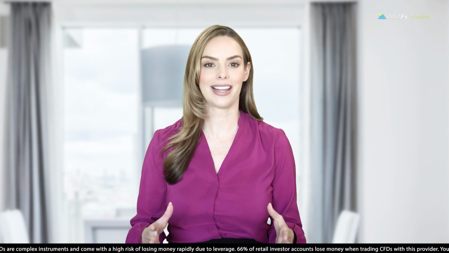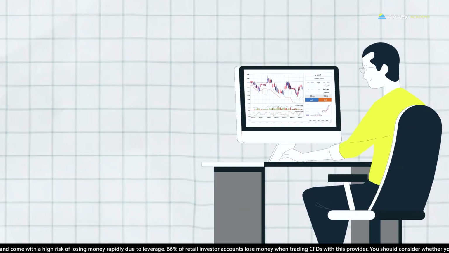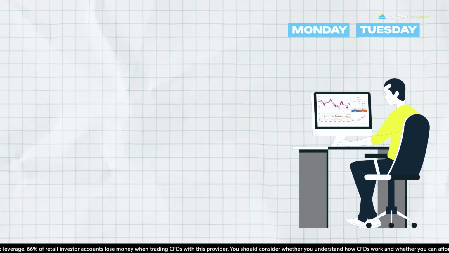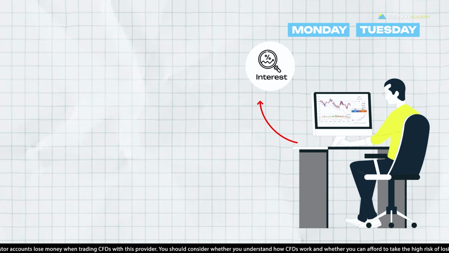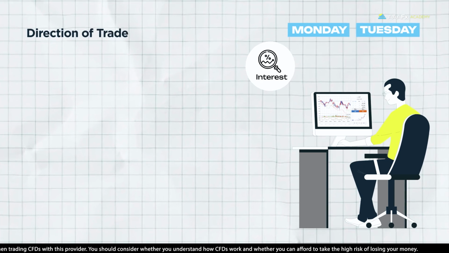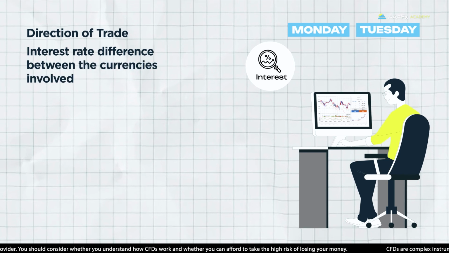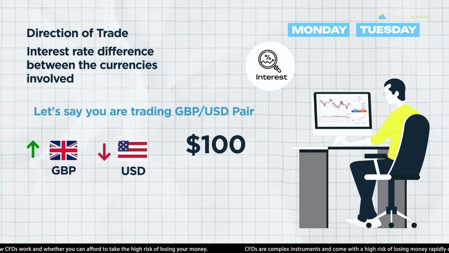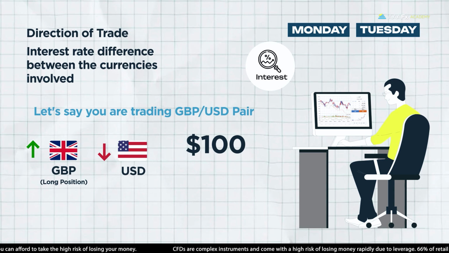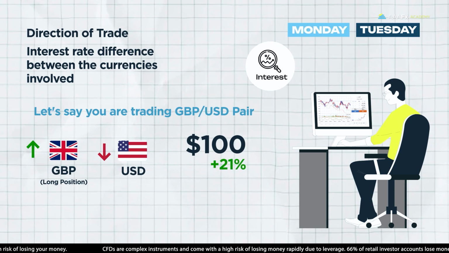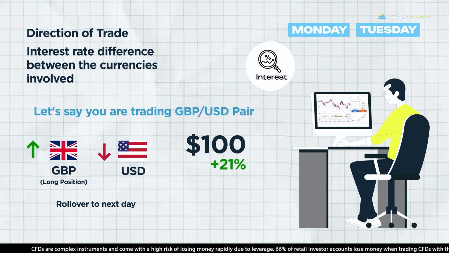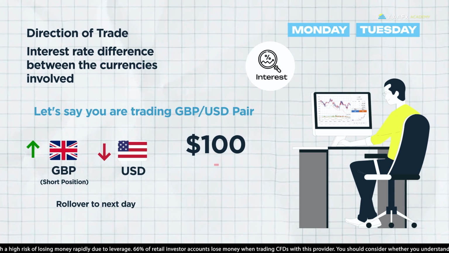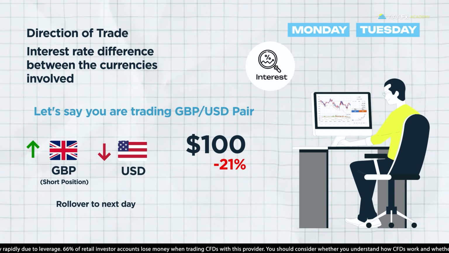Let's dive into the nitty-gritty of swap calculations. Imagine you're engaged in Forex trading and you make the choice to maintain a position overnight. The interest you earn or owe depends on the direction of your trade and the interest rate difference between the currencies involved. For instance, when the interest rates in the United Kingdom surpass those in America, and you're holding a long position in the Great British Pound to US dollar pair, you can earn interest by rolling over your position to the next day. On the flip side, if you're short on the Great British Pound to US dollar pair, you'll find interest debited when you roll over your position.